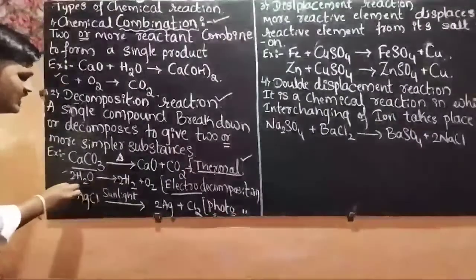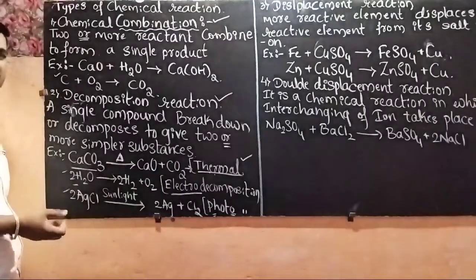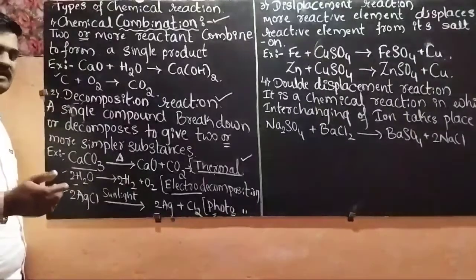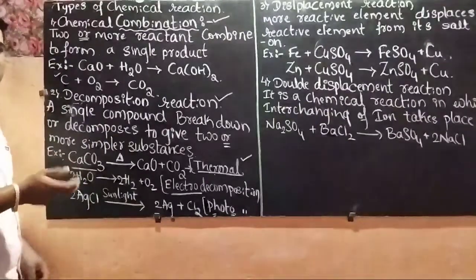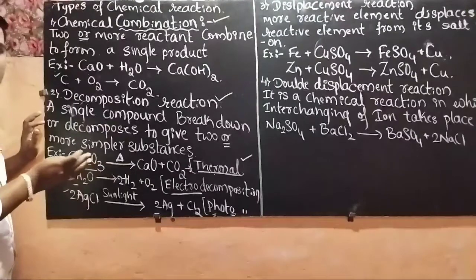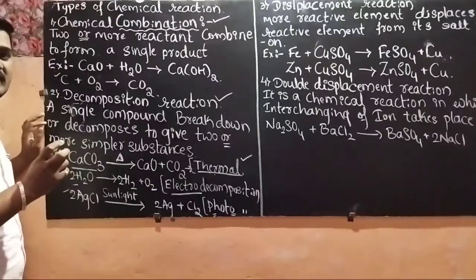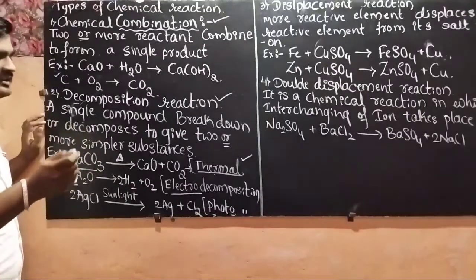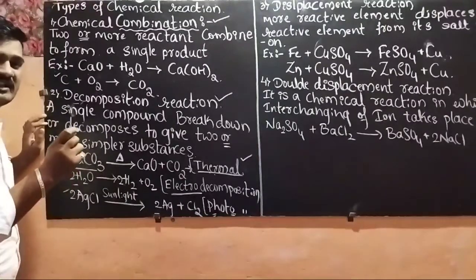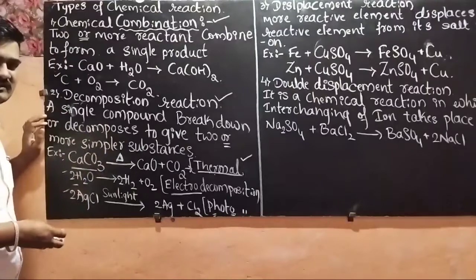Then comes electrolytic decomposition. Electrolytic decomposition means that we take water, and when the water is being electrolyzed, that is the electrolysis of water, which they have explained with a diagram in the textbook. I will explain that one in the next class.